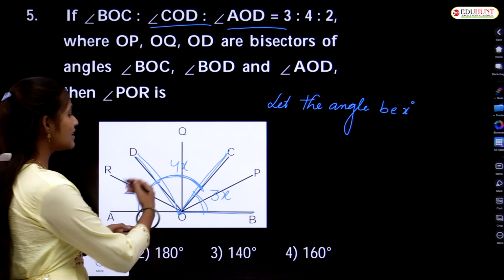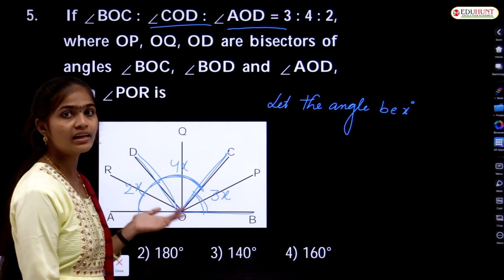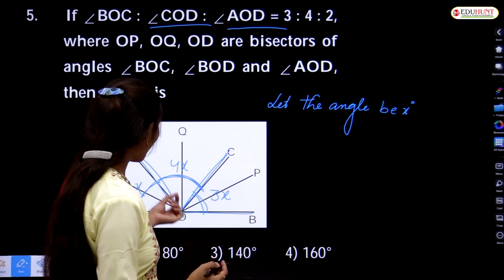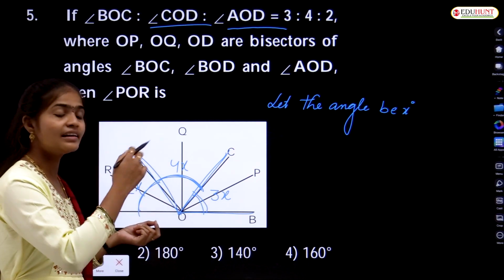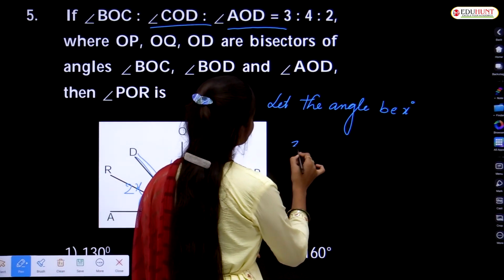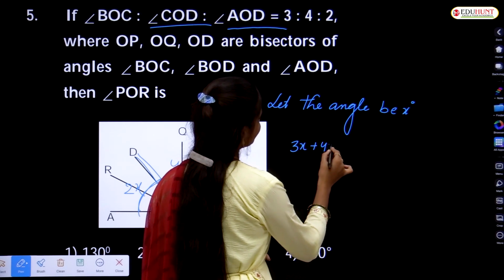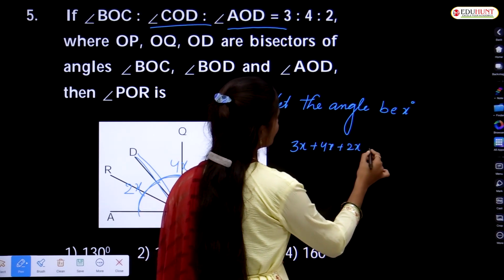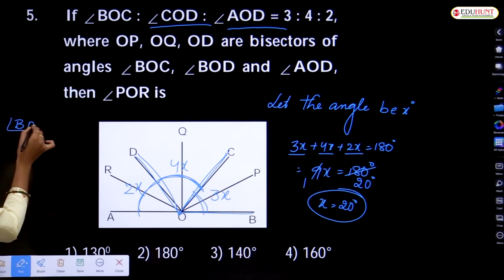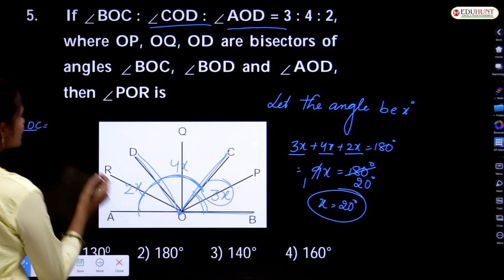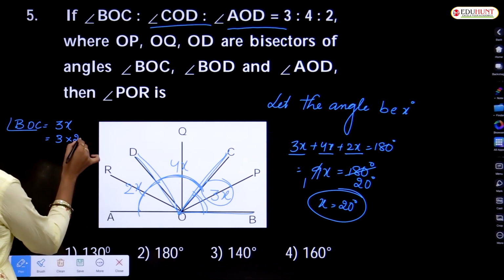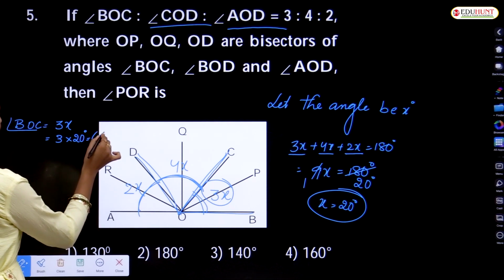So just observe that all these angles are also on a straight line. So the angle at a point which lies on the straight line is 180 degrees. So 3x plus 4x plus 2x is equal to 180 degrees. Angle BOC is the first one, right? So angle BOC is equal to, actually we took that one as 3x. So 3 into 20 is equal to 60 degrees.